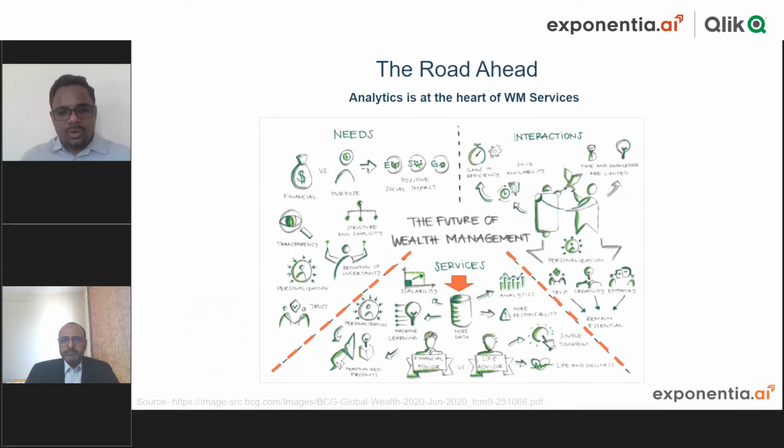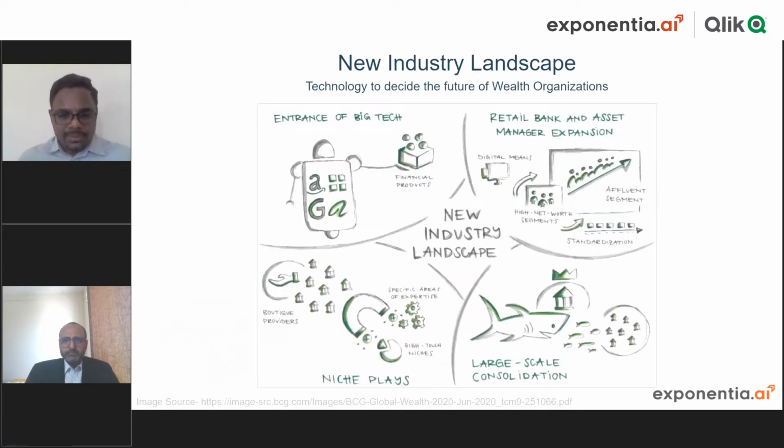And this is going to be the road ahead, right? Analytics is going to be at the heart of wealth management services. Moving to the next one, where we just look at how the industry is going to shape up. And here, if we look at, there are some niche players. They have always been there. There are retail banks and asset management companies which have always been there.